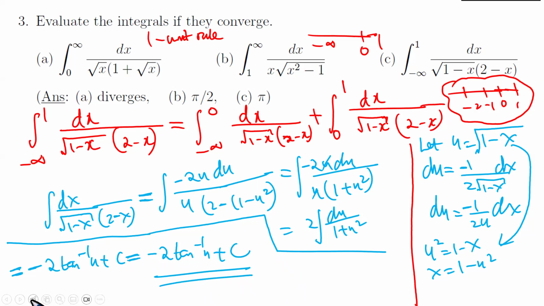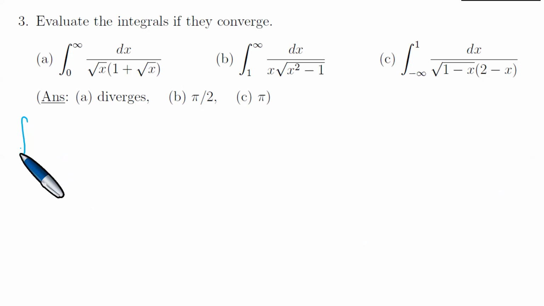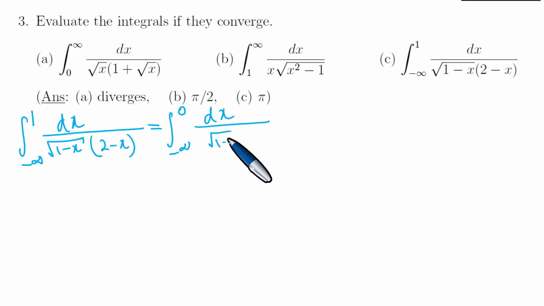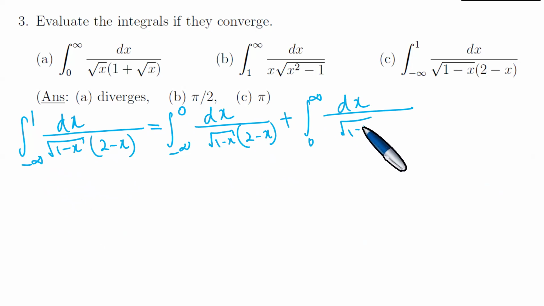Okay, we take this one. We already know the integral now. In other words, using what we call the 1 unit rule, we integrate from minus infinity to 1 dx over square root of 1 minus x, 2 minus x, which is minus infinity to 0 dx divided by the square root of 1 minus x, 2 minus x, plus 0 to 1 dx divided by square root of 1 minus x, 2 minus x.